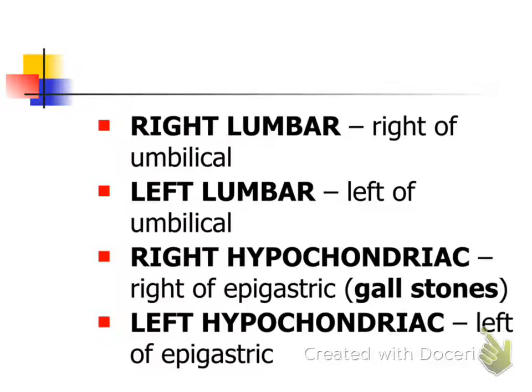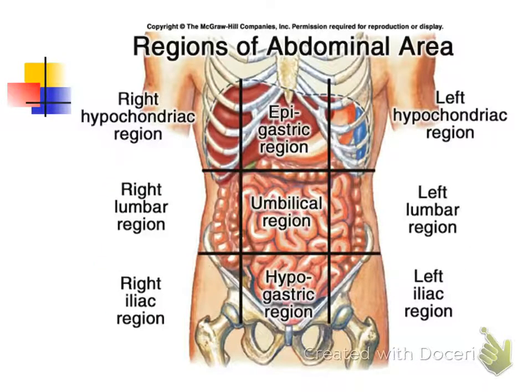On either side of the epigastric region is the right hypochondriac and the left hypochondriac region. A problem with the right hypochondriac usually could indicate problems with the liver or the gallbladder. The left hypochondriac could indicate some type of a problem with the spleen or the stomach. Here's a diagram of the nine regions.